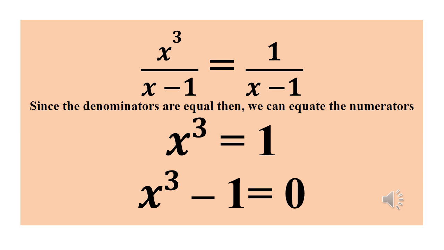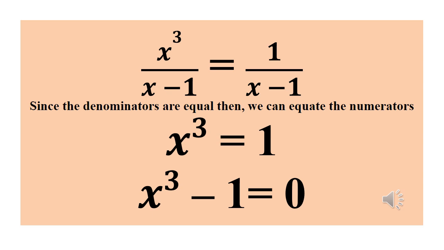Now, from the question, since the denominators are the same, we have x minus 1 as denominators on both sides of the equal sign, we can just equate the numerators. So if we equate the numerators, we have x raised to power 3 equals 1.